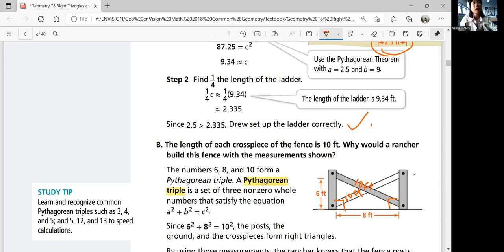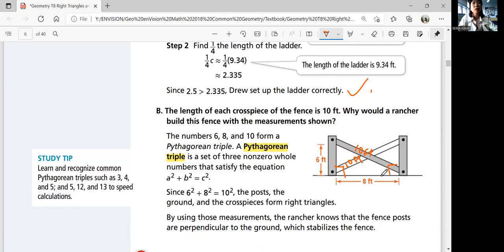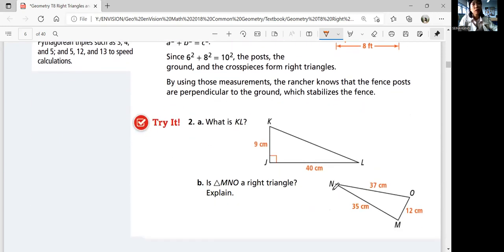So since 6 squared plus 8 squared is equal to 10 squared, the post, the ground, and the cross pieces form right triangles. And that's how we know, oh, the posts are perpendicular to the ground as well, because they must be right triangles, right? Yeah, so by using those measurements, the rancher knows that the fence posts are perpendicular to the ground, which is very important. If it's not, it's gonna go down eventually. It's gonna fall apart, which stabilizes the fence, okay? So try number 2A and B. What is KL? And part B, is triangle MNO a right triangle? Explain. See if you can answer these by yourself. Come back when you're ready for answers.